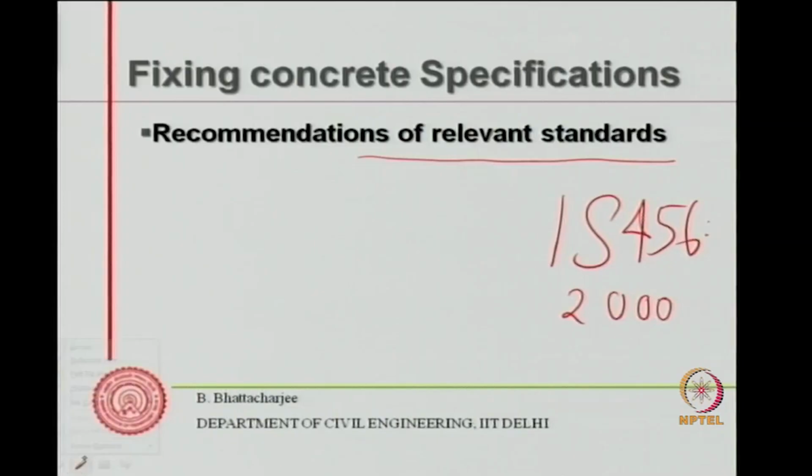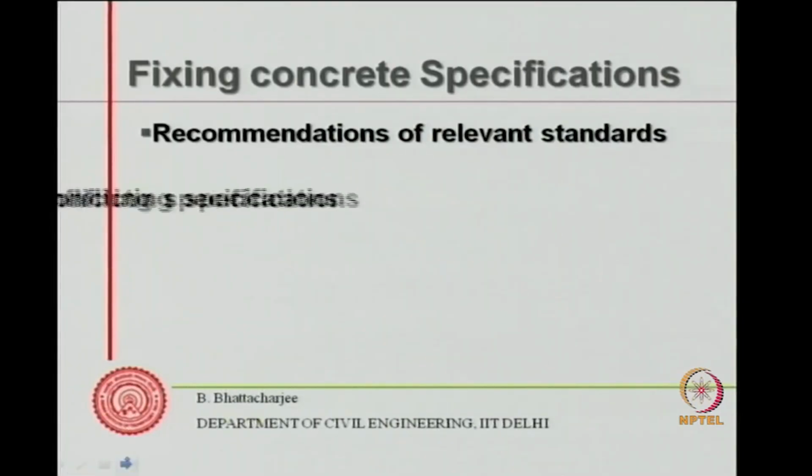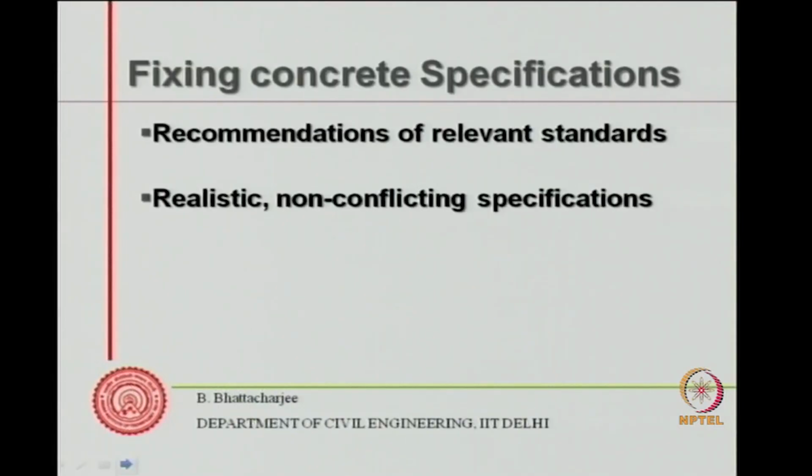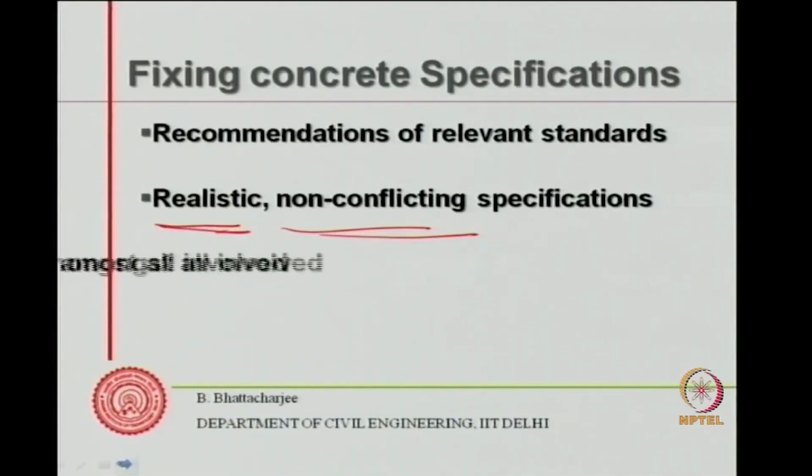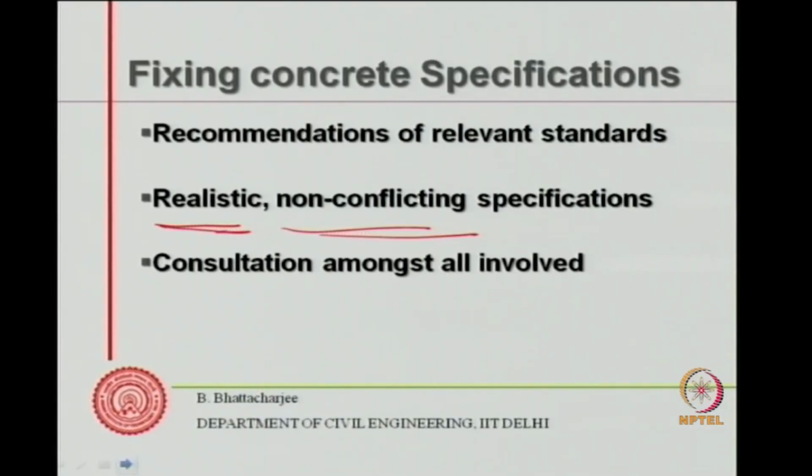In any other country, they will have their corresponding standards, and accordingly it will be selected. Now these specifications must be realistic. What is achievable? It should be achievable. They must be non-conflicting. For example, a specification mentioned in case of durability should not be conflicting with some other specification. This is very important. Guidelines of the relevant standards and codes are usually taken, and then it must be discussed with all parties involved before fixing the specification.